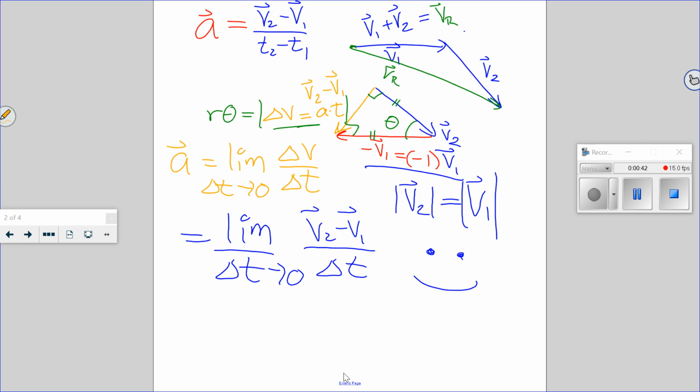But T is also approaching 0. T and theta are both approaching 0.